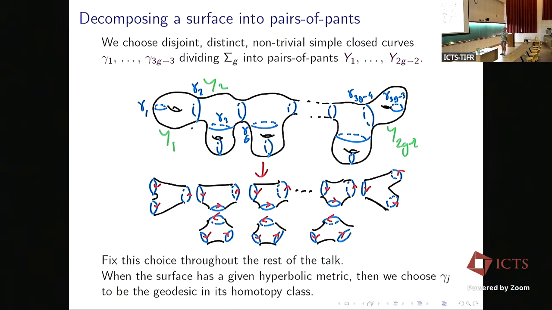So I'm choosing a pants decomposition that looks like this. My pairs of pants are always going to be called Y, because they basically look like a Y shape. You can see here there's a Y with a bottom there and two arms. Of course, these other ones are like a Y on their side. And my curves are always going to be called gamma. Sometimes I'm going to be careful about numbering them, and sometimes I'm not. Okay, so this is what we're going to have all the way through.